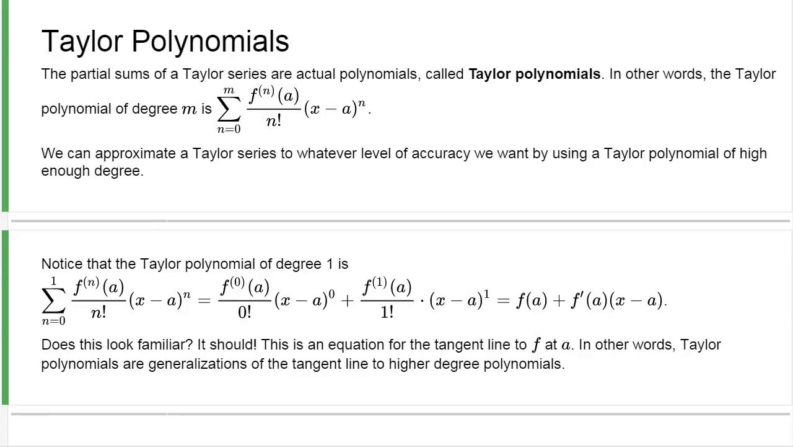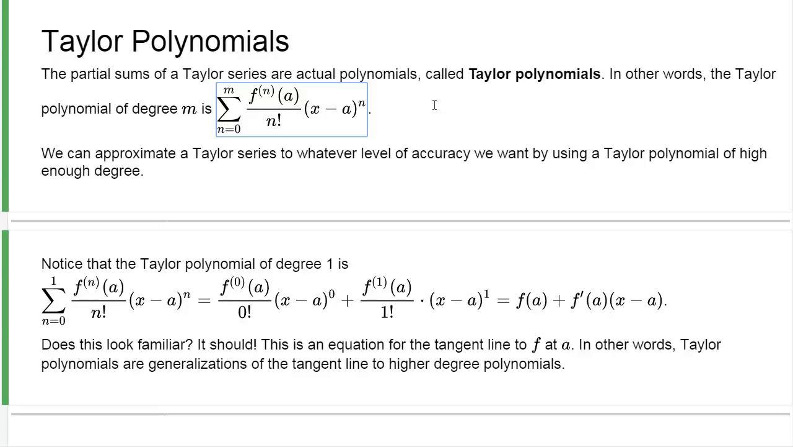Okay. Partial sums of a Taylor series, as I mentioned, are actual polynomials. So if you don't have an infinite sum, you cut this off somewhere, then you get an actual polynomial. So they're called Taylor polynomials. Here's the Taylor polynomial of degree m. I guess I should say of degree at most m, because it's possible that some of the coefficients might be 0. So you might not have every power here.